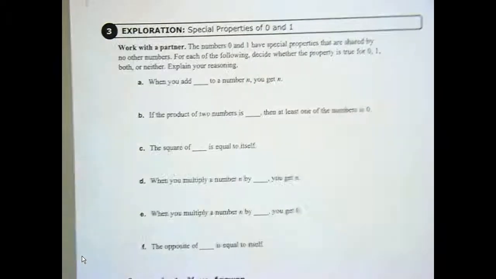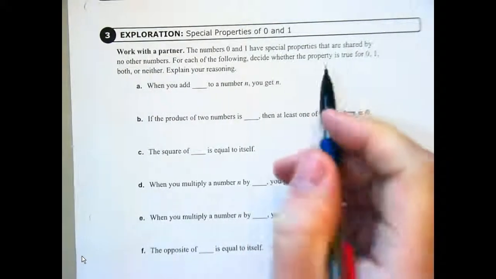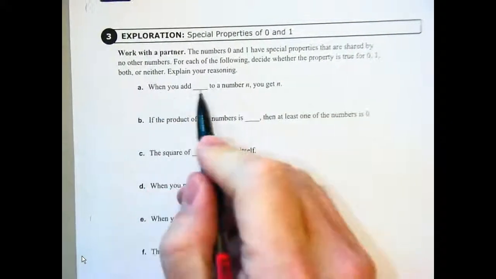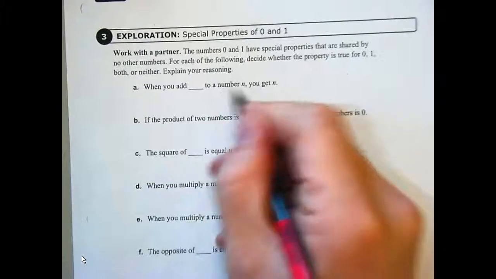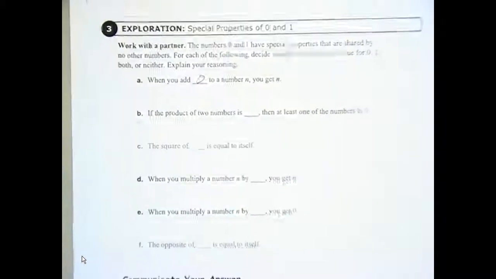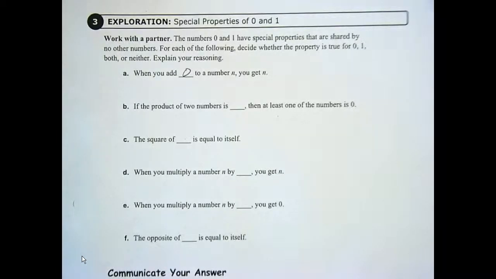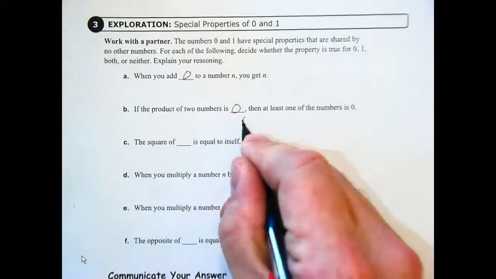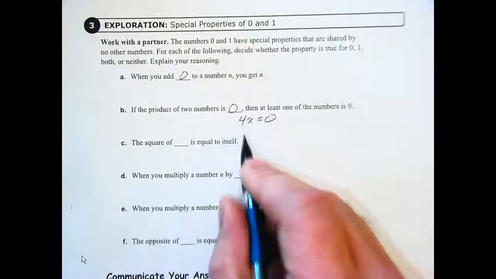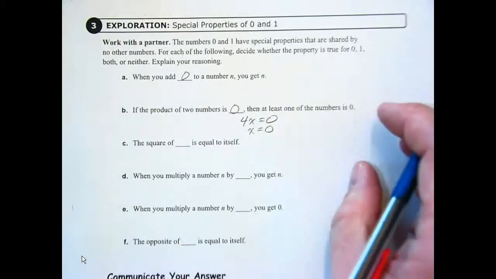With 0 and 1, you have special properties that are shared. For the following, decide whether the property is true for 0, 1, both, or neither. When you add what to a number, n, you get n. So in other words, when you add 0, nothing changes there. If the product of two numbers is blank, then at least one is 0. Okay, that's saying if you multiply anything by 0, like 4 times x equals 0, then x would have to equal 0. That's the only way to get 0 when you're multiplying.